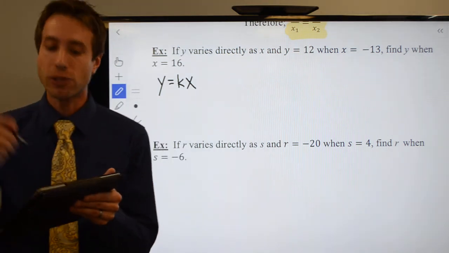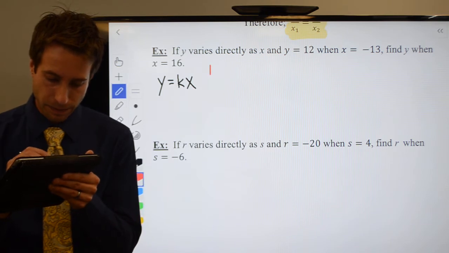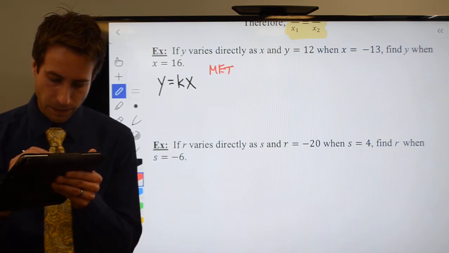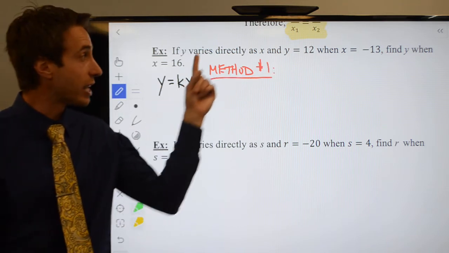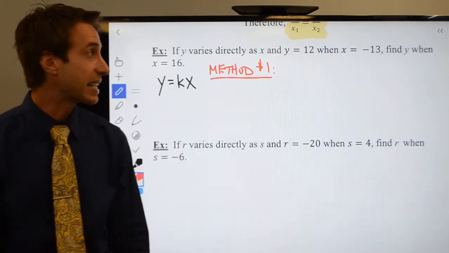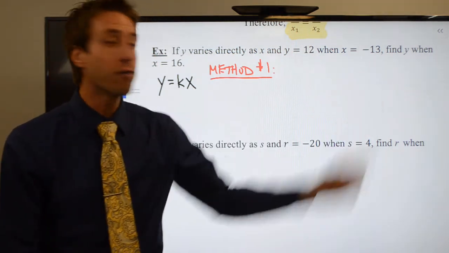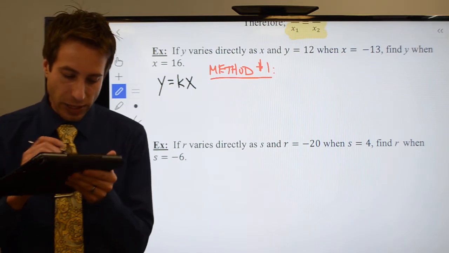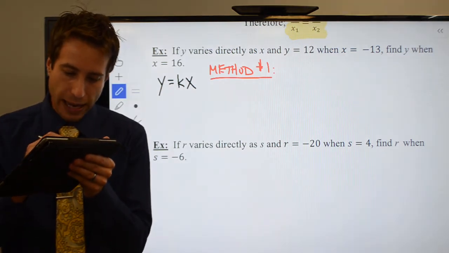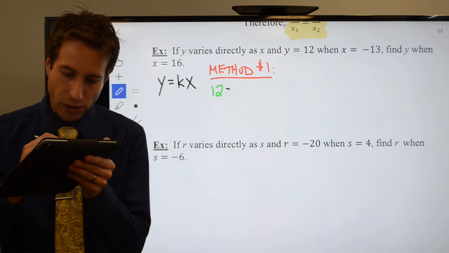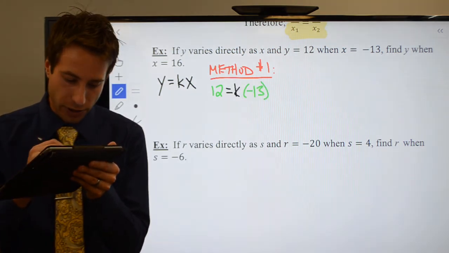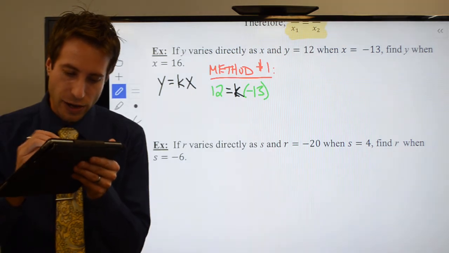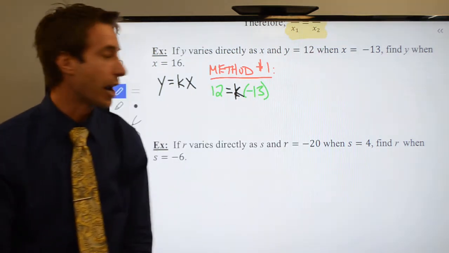Okay, so let's go ahead. In this first method, method number 1, I'm going to go ahead and use my direct variation equation and the information that I've been given. I'm told that y is 12 when x is a negative 13. So let's plug that stuff in. Y is equal to 12, which is all equal to k, times a negative 13. That's my x and y value. That's what I'm told x and y are equal to.